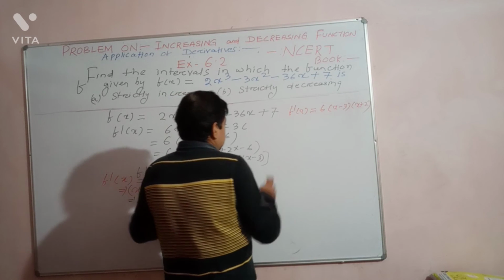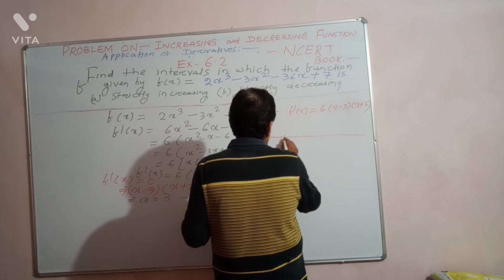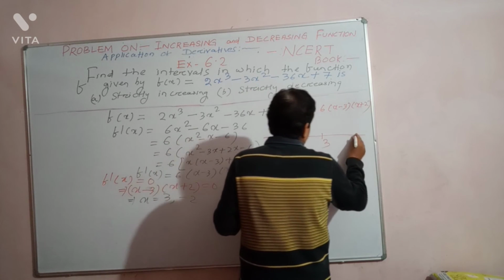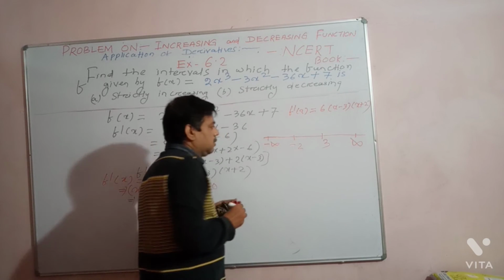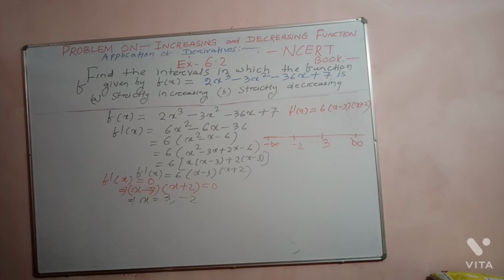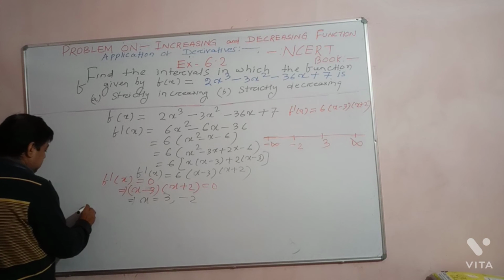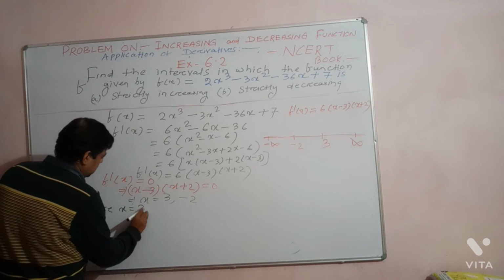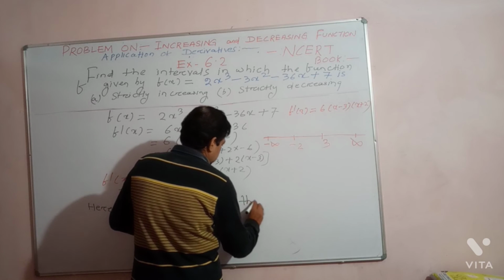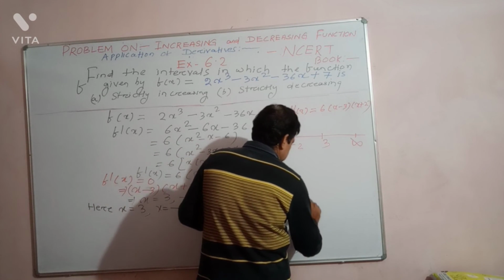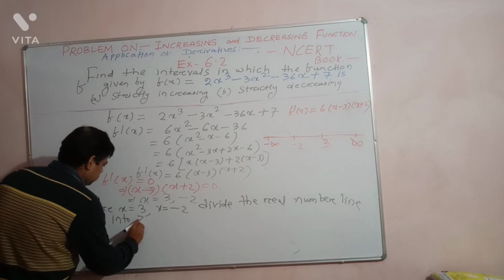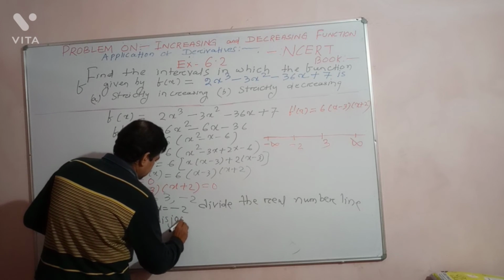On the real number line, you draw x is equal to minus 2 and x is equal to 3. Here we get plus infinity and here minus infinity. How many intervals? We are getting 3 disjoint intervals. It means x is equal to 3 and x is equal to minus 2 divide the real number line into 3 disjoint intervals. Yes or no?